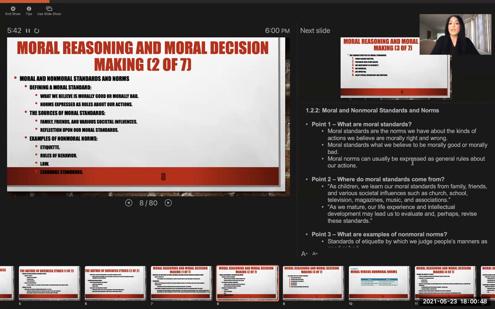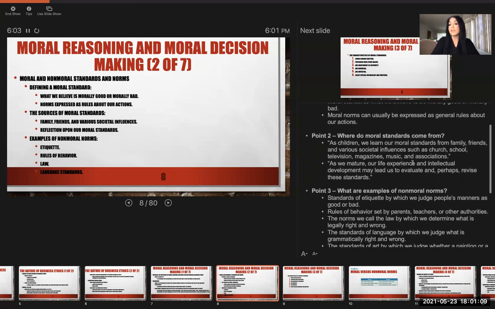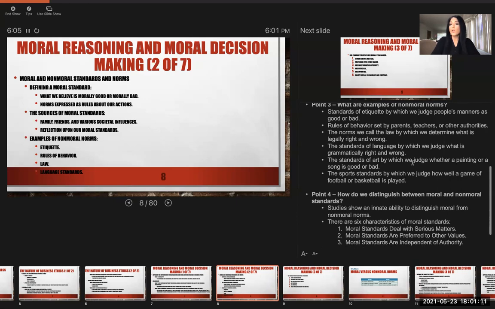So, where do moral standards come from? Well, as children, we learn our moral standards from family, friends, and various societal influences such as the church, school, television, magazines, music, and associations as well. As we mature, our life experience and intellectual development may lead us to evaluate and perhaps revise these standards. So, what are examples of non-moral norms?